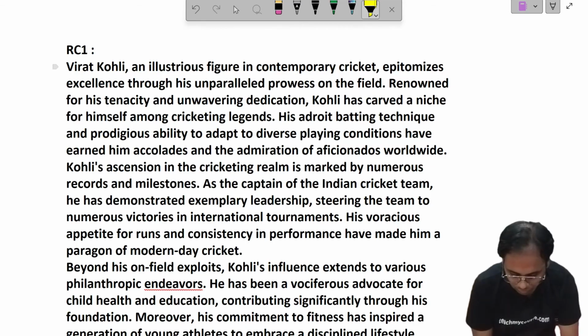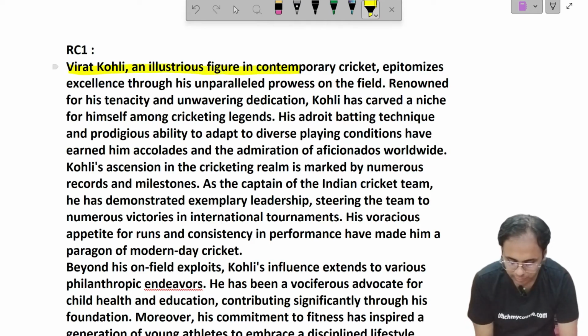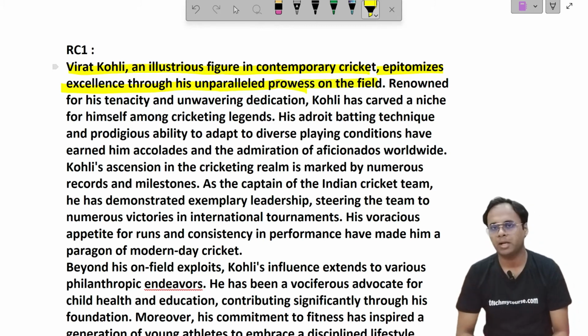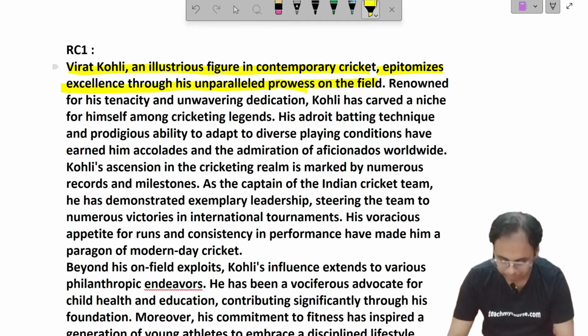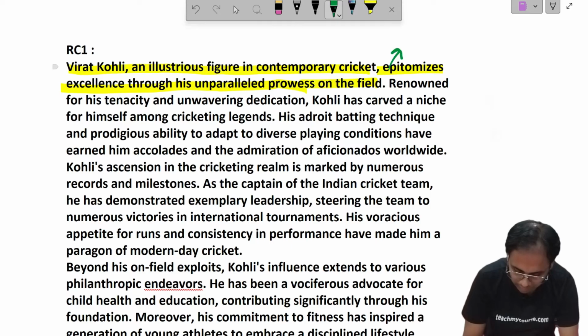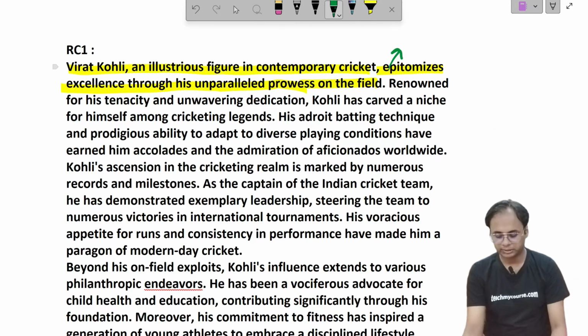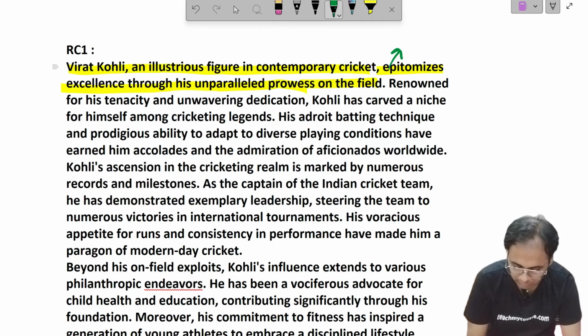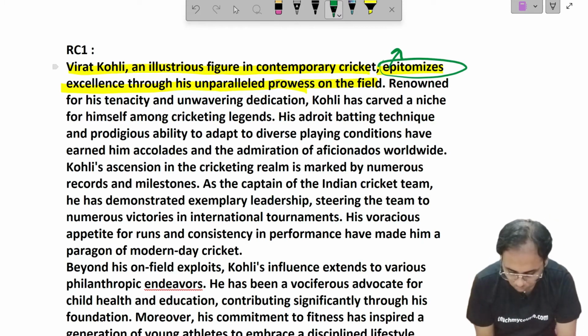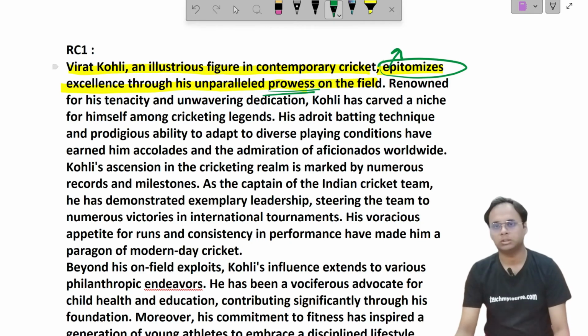Let's read. Virat Kohli is an illustrious figure in contemporary cricket, epitomizes excellence through his unparalleled prowess on the field. We should be able to understand each word line by line. What does epitomizes mean? It incarnates, it symbolizes something. Then what does prowess mean? Prowess means some sort of expertise on the field.